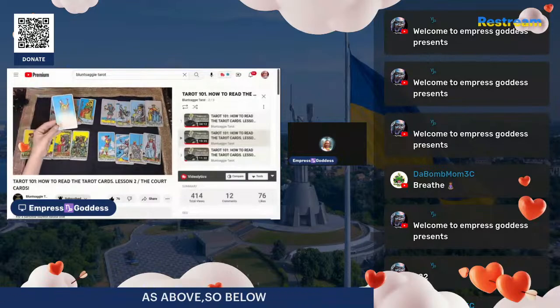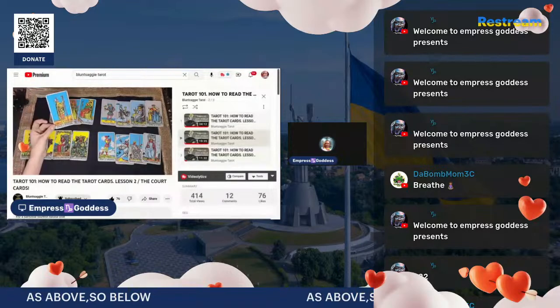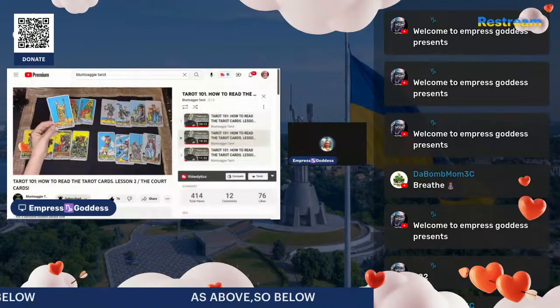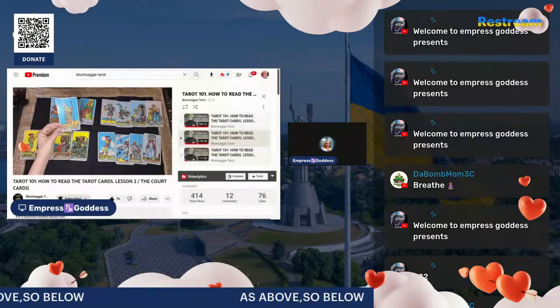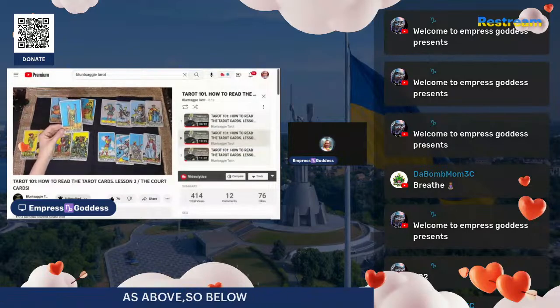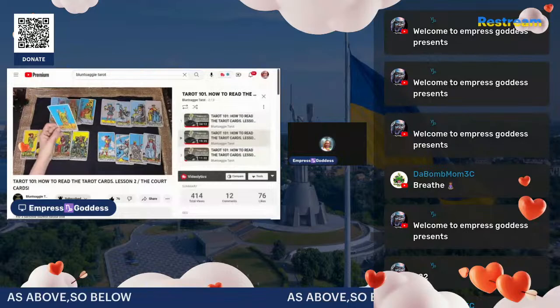So the Page of Wands is, again, typically a message. This is a young woman, a young man, somebody sending you a message. It's a message you want. It's a good message. It's a happy message. It's a message of creativity. It's a message of blossoming. It's a message of new beginnings. But this is a message you want to hear.